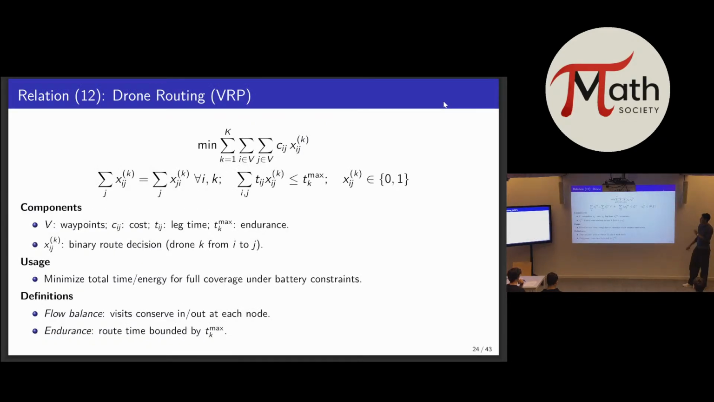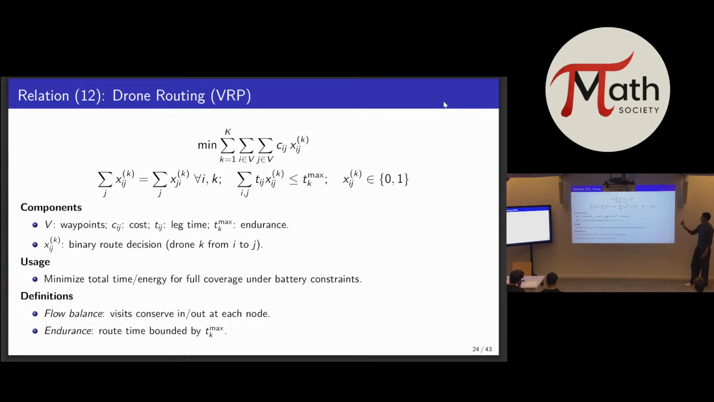So going on to the drone routing, this is where we are going to actually input new relations to the software of the drone. Basically, we use drone routing to have a minimal total time between distances and have enough energy for full coverage under battery constraints, so that the drones don't stop working mid-work. It's basically just for us to save time, energy, and also money for the agronomers.